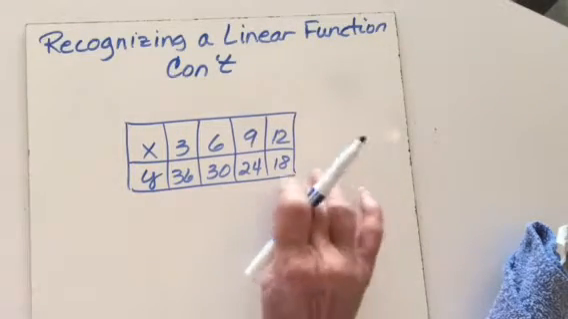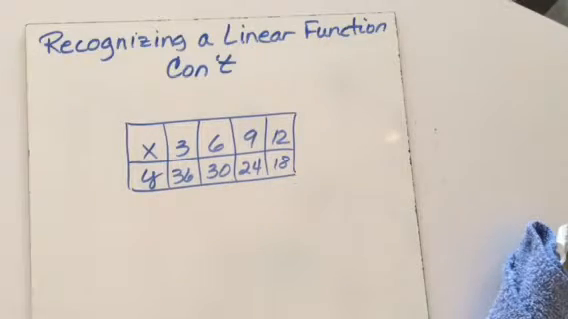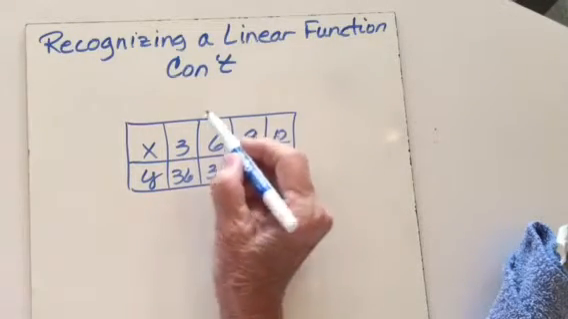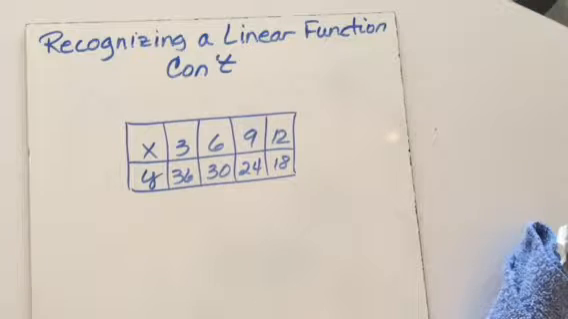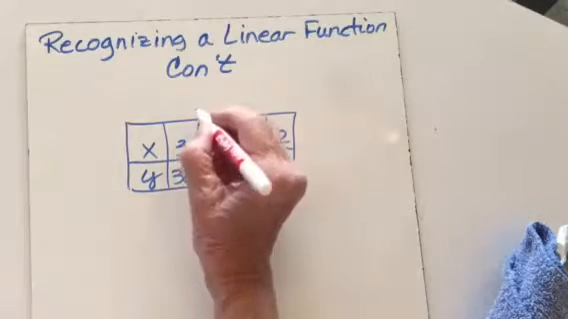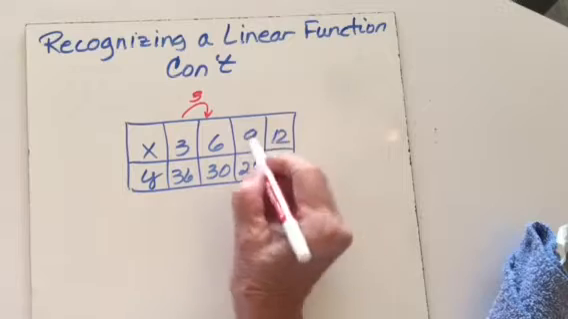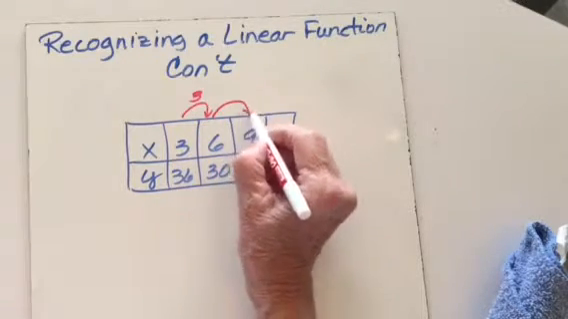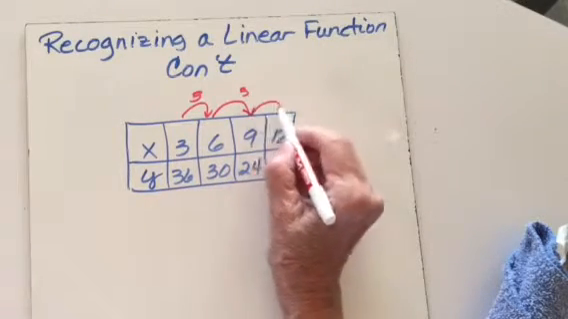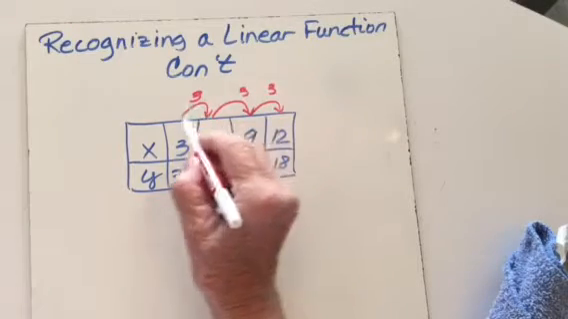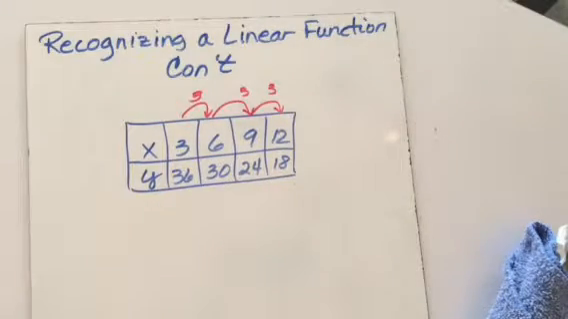But is it a straight line? All right. Look at the difference for all of the X values. All of the X values have a difference of 3. It goes from 3 to 6 is 3, from 6 to 9 is 3, and from 9 to 12 is 3. So the difference in those is 3.